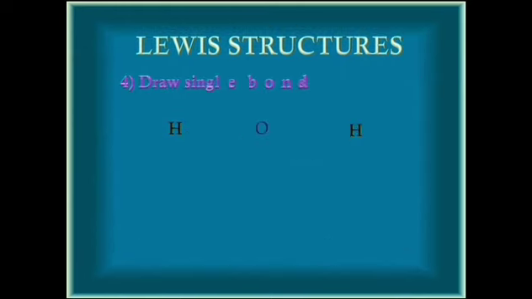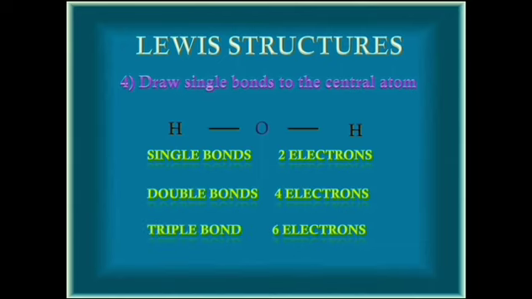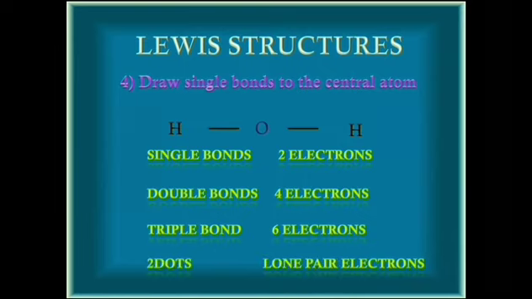Step 4. Draw single bonds to the central atom. Now let us draw single bonds to our central atom, which is oxygen. Always keep in mind that a single bond represents 2 electrons, a double bond represents 4 electrons, a triple bond represents 6 electrons, and 2 dots represent lone pair electrons.